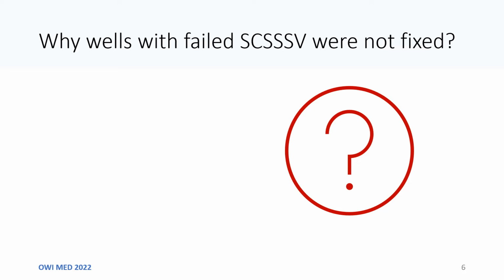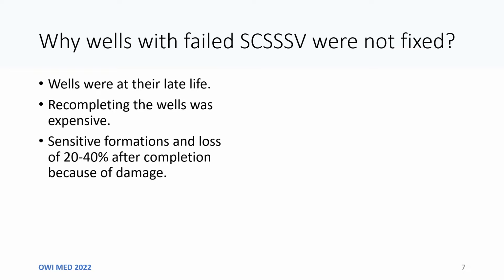Wells with failed subsurface safety valve didn't go for fixing because the wells were at their late life. The wells started by producing 20, 30 million standard cubic feet per day, and now these wells are producing 2, 3, 4 million standard cubic feet per day. So spending on recompleting these wells will not be economically attractive, especially taking into account formation sensitivity and loss of 20 to 40% of gas production after completion because of formation damage.